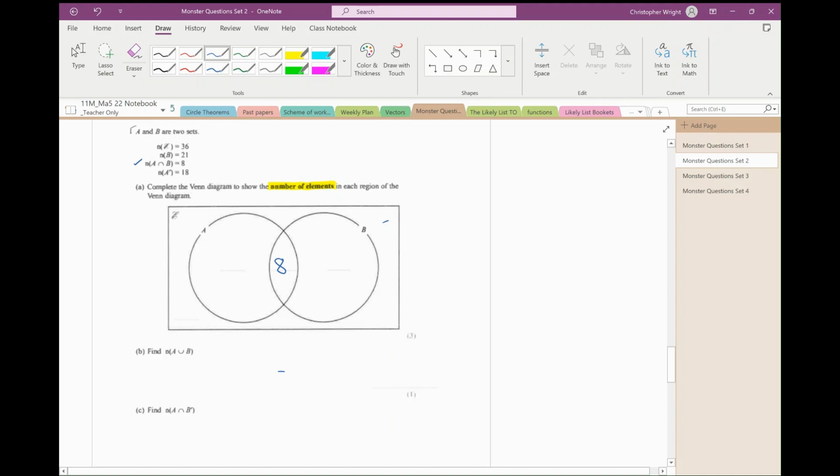Not in A, there are 18. Well, not in A could be here, here, or here. No, not that last one, but not A could be in those 2 places, so I can't use that yet. Go back to the beginning.